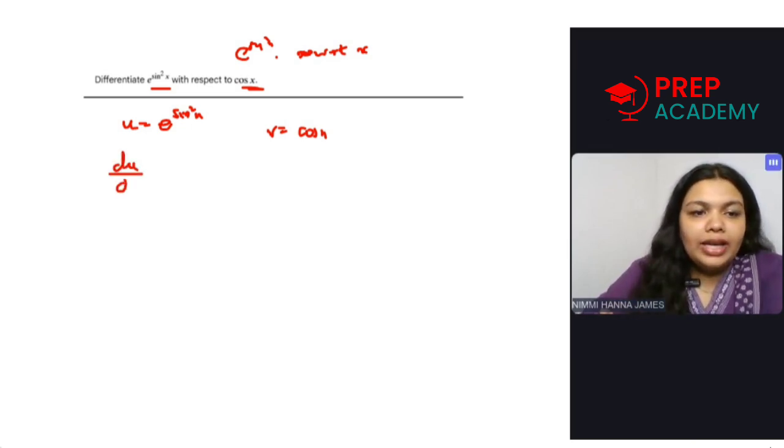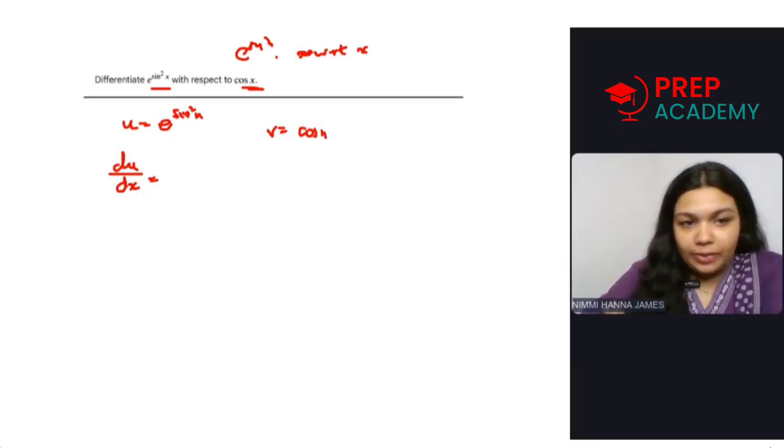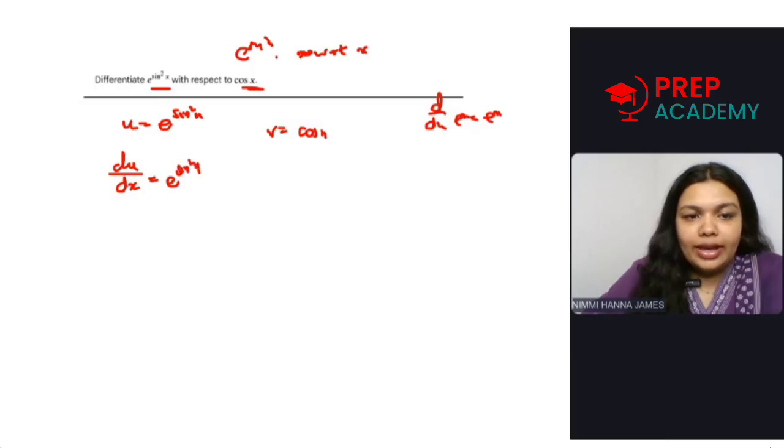So du by dx is equal to, what is the derivative of e raised to sine square x? You have to use the chain rule here. For d by dx of e raised to x is e raised to x itself. So e raised to sine squared x into, the chain rule is there because here it is not x, it is sine square, another function. So sine square, the outer function is square.